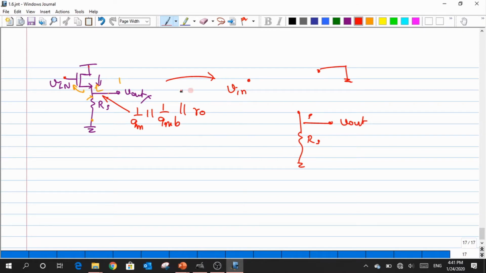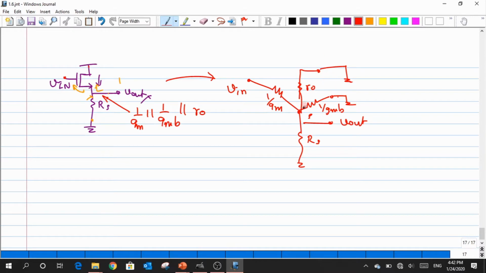Now, how will I map these three resistance values? Again, 1 by Gm always falls between the gate and the source, so I put that here. And 1 by GMB falls between the source and the body. Since the body is already at the ground, I just put it as 1 by GMB. And then what about R naught? It falls only between the source and the drain, right? So I just put that as R naught.